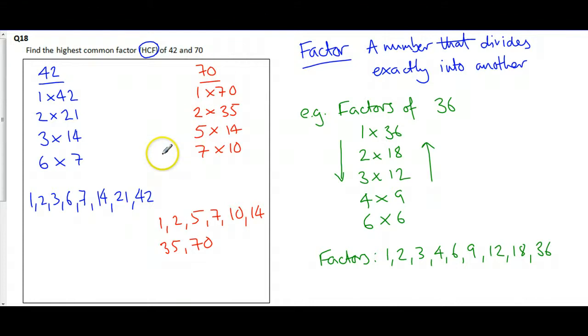So let's have a look. I want the numbers that are in both lists. I want the highest common factor. So 1's in both lists, 2's in both lists, 7's in both lists, 14's in both lists, and then that's it. So the biggest number that's in both, the highest common factor, is 14. So we say the HCF of 42 and 70, the biggest number that goes into both, is 14.